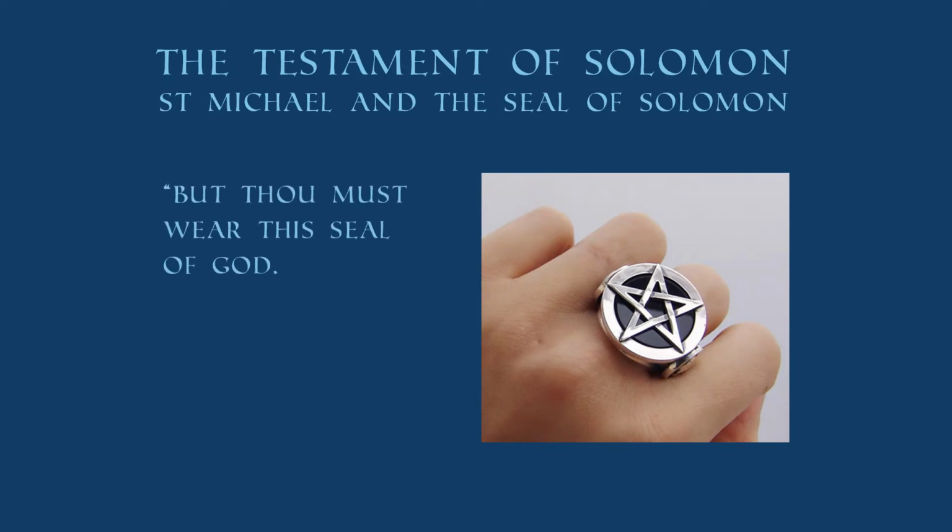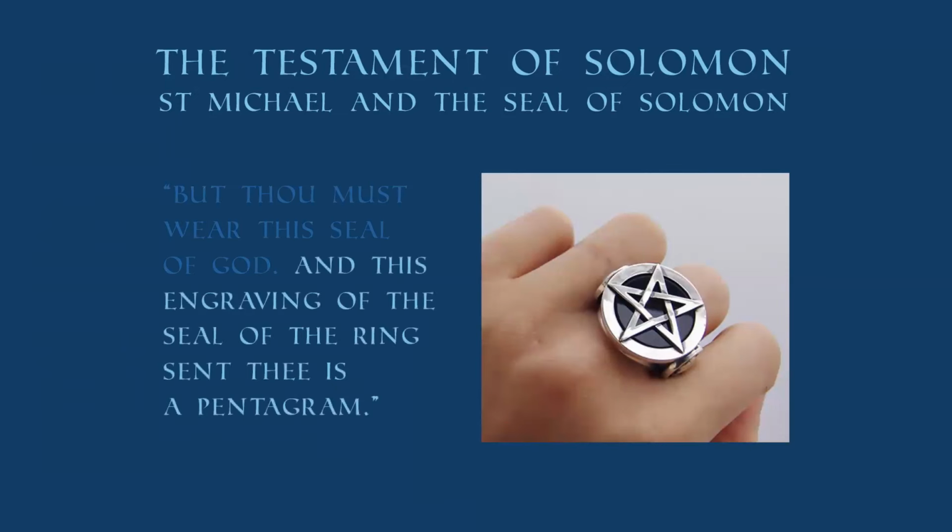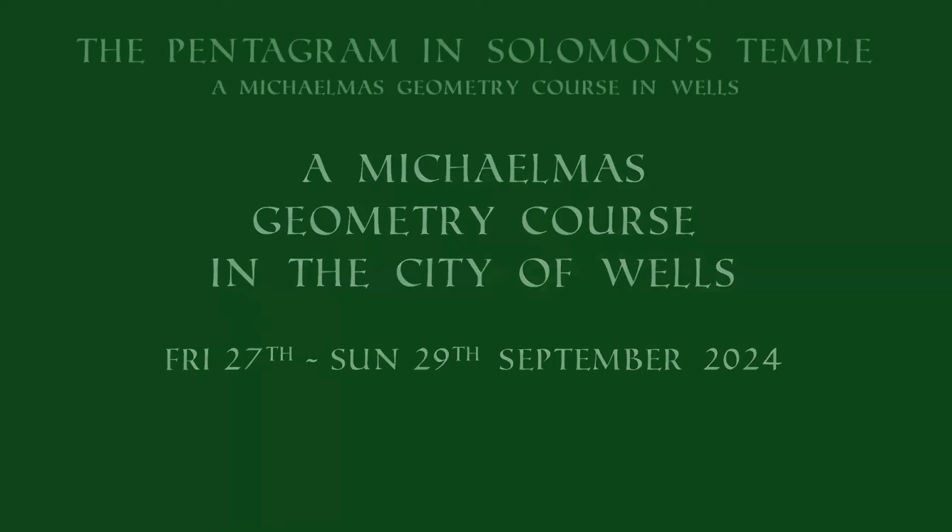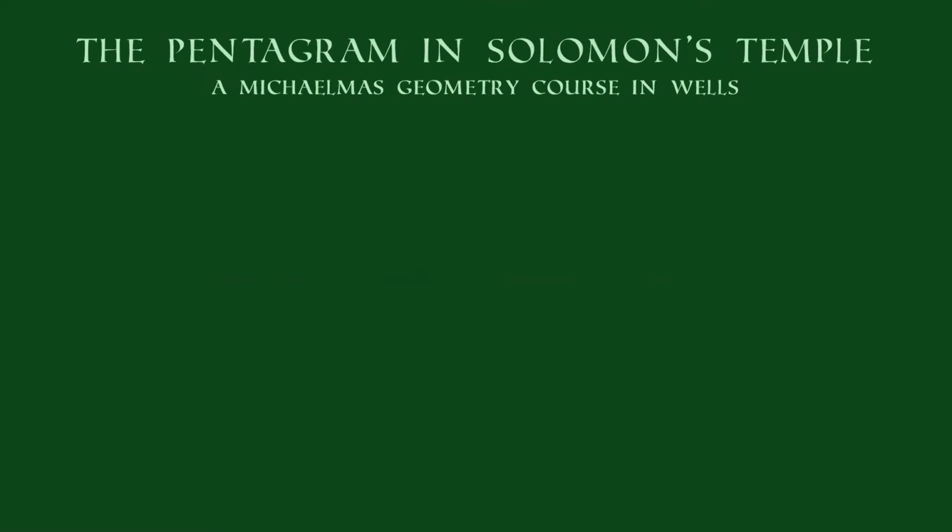Now, here's a line from it: "But thou must wear this seal of God, and this engraving of the seal of the ring sent thee is a pentagram." Now, there's so much symbolism involved with this, and of course it involves the planet Venus, which the pentagram very often does. And I'm going to go into it in a course this coming Michaelmas. So that's around the weekend of Michaelmas. It'll be from the 27th to the 29th of September this year. Now, this is going to be the first of a series of courses I'm going to run here in Wells. So this is the first one I'm now beginning to talk about more directly.